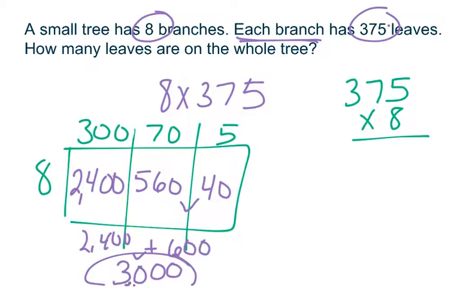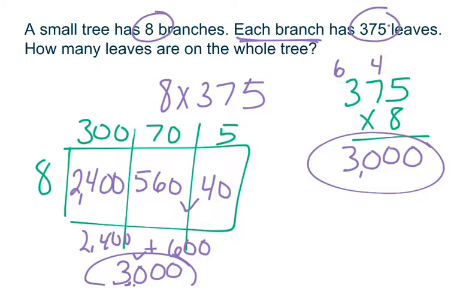I'm going to take a look at my next option to multiply, and I'm going to multiply with regrouping. 5 times 8 is 40. I put my 0, carry my 4. 7 times 8 is 56, plus 4 more is 60. And 8 times 3 is 24, plus 6 more is 30. I get the same answer. So my tree has 3,000 leaves.